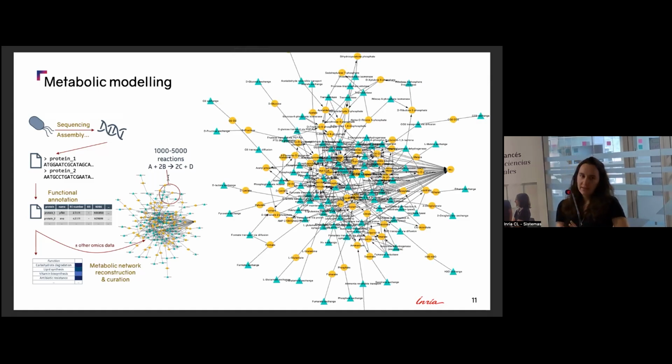Usually at the genome scales, it has a few thousands of metabolic reactions. A metabolic reaction would be in the form of what you see in the figure here. A plus 2B would give 2 molecules of C plus 1 molecule of T. And in the figure on the right, you can see reactions in blue triangles, metabolites in yellow circles. You see that it's already hard to visualize, and here you have only 90 reactions. So we need models more than visualization in order to properly understand metabolism.